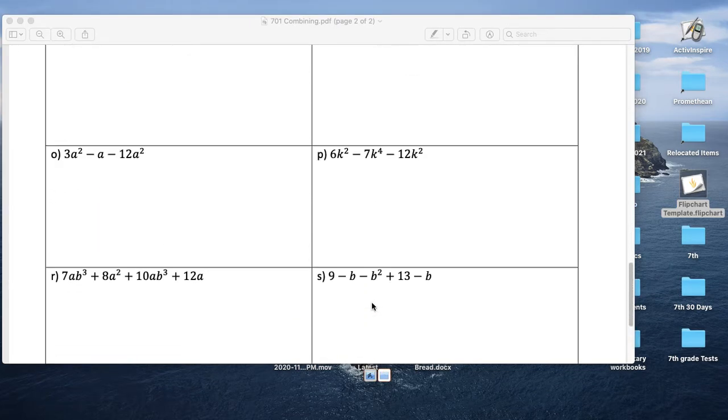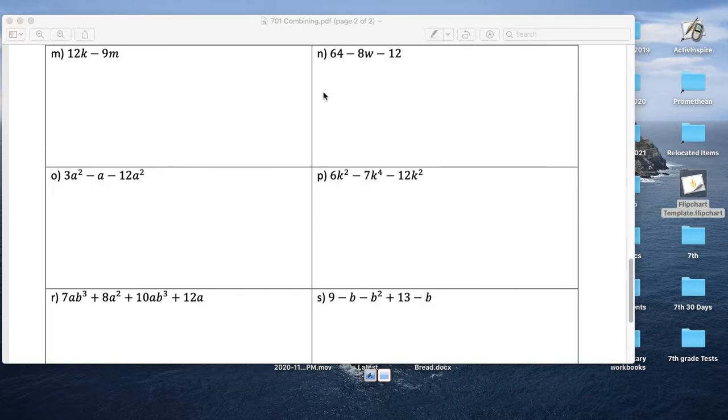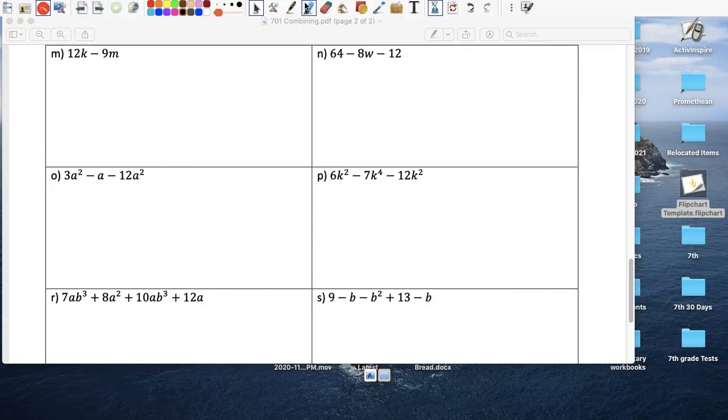Right, not too many, 6 more to go. Right, not that bad. These two I can't combine. Right, 12k. So this would be just 12k minus 9m.